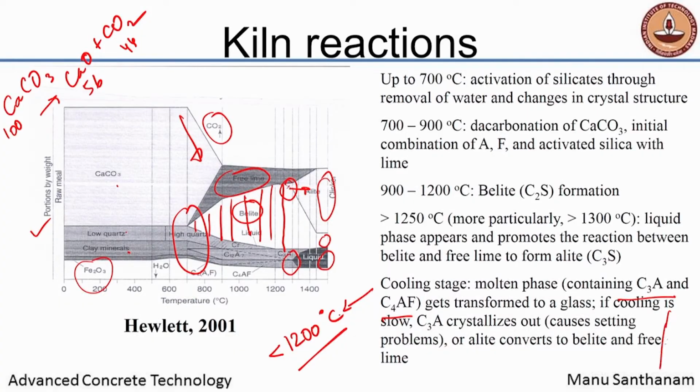So these are the two important aspects: if you are having a very slow cooling from 1450 to 1200, the A light may reconvert to B light and you may end up forming larger crystals of aluminates and ferrites.